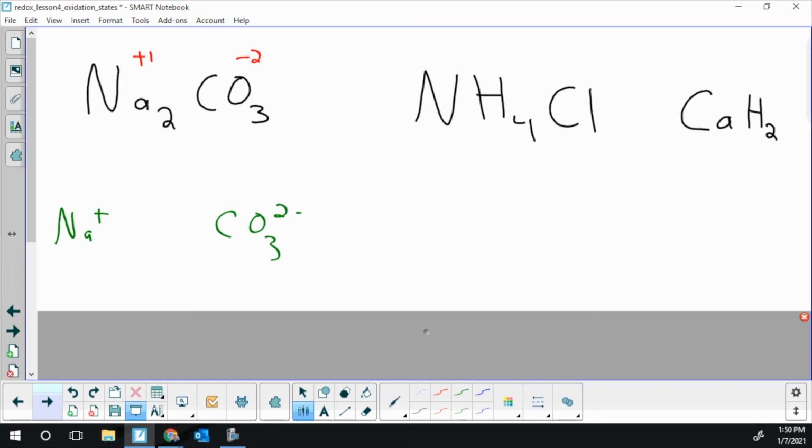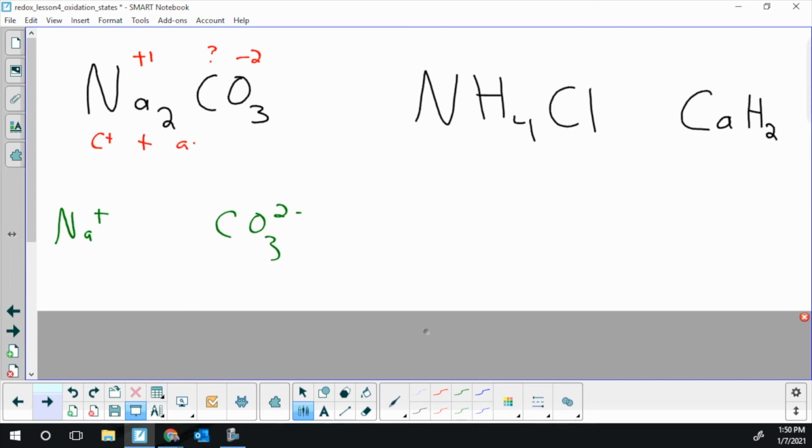Now I'm at the point where I know sodium is +1. I know oxygen is always -2. Carbonate is not a peroxide. You don't see the word peroxide in its name. All of those O's are bonded to the C. If you don't see the word peroxide, don't go looking for it. The only thing missing is that carbon. We can figure that out.